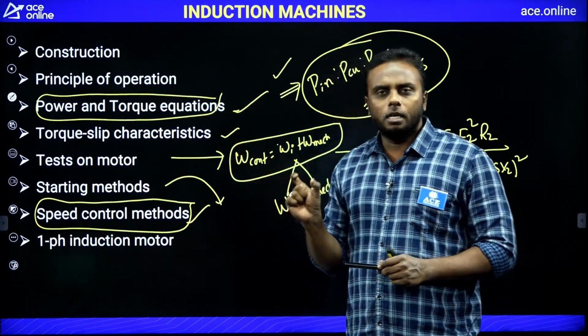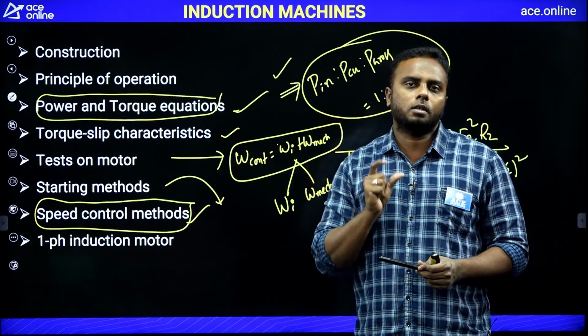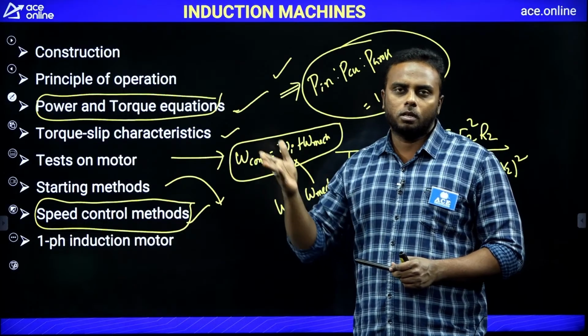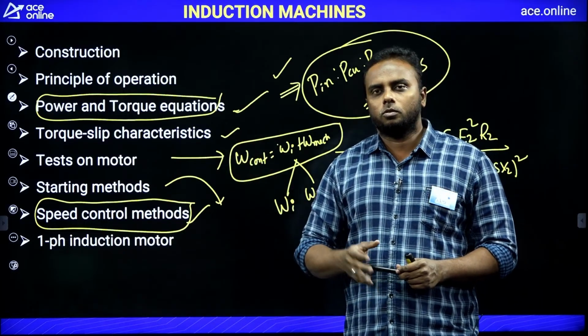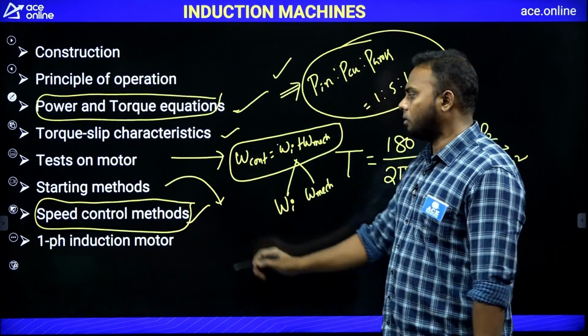Like this, in each and every speed control method, we have some conditions of load torque. Based on that, we will get numericals. That may be voltage control or resistance control, or any other. So go through these conditions and then try to solve numericals of speed control methods.